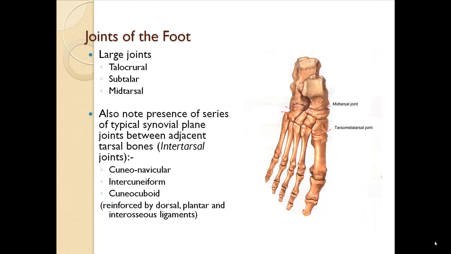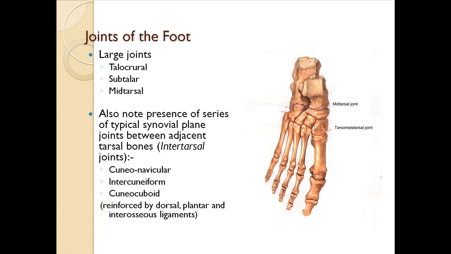But that said, there are a number of other joints, and these are a series of typical synovial plane joints. So between any adjacent tarsal bones, we see the intertarsal joints, collectively known as the intertarsal joints. So over here, we will have the cuneo-navicular joint. So here's the medial cuneiform, intermediate cuneiform, lateral cuneiform, and there's navicular. We have a synovial plane joint between each of these bones.